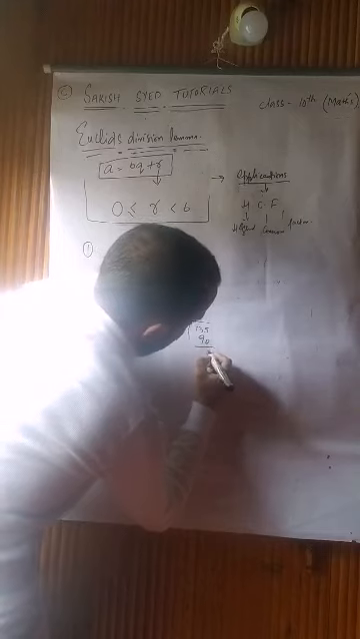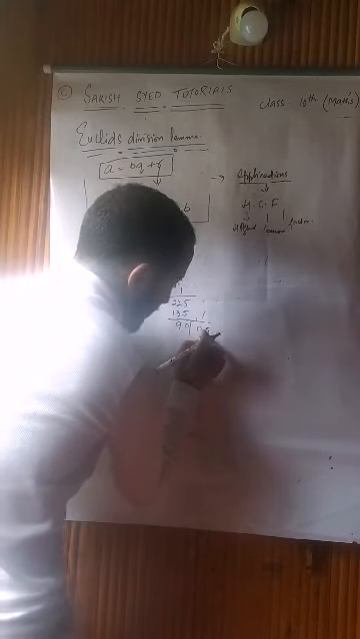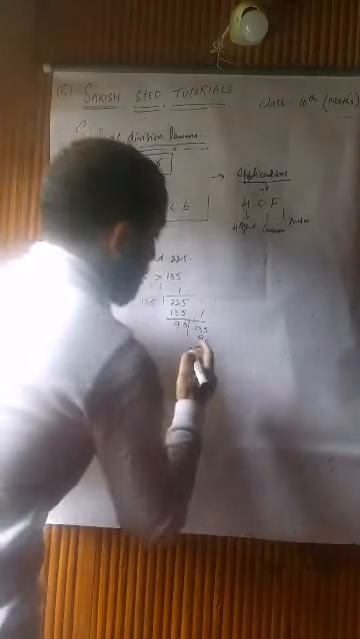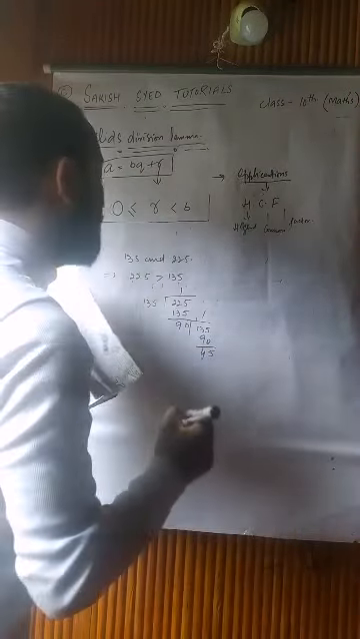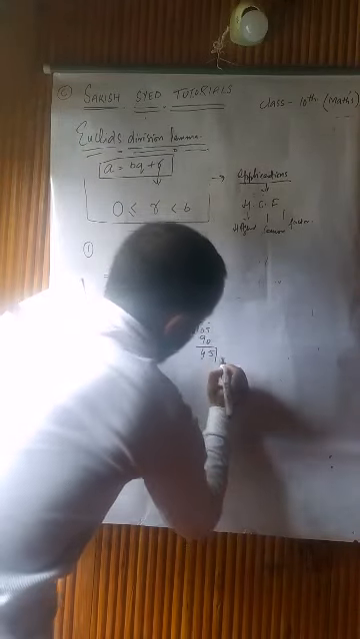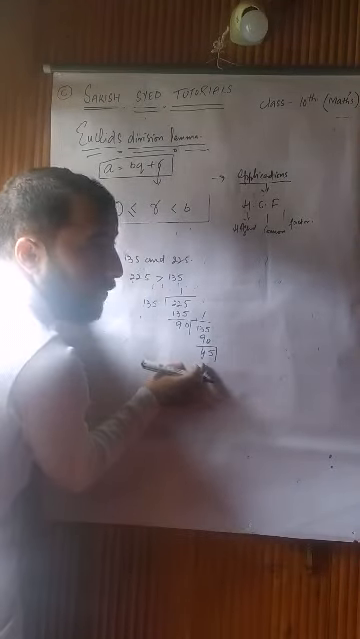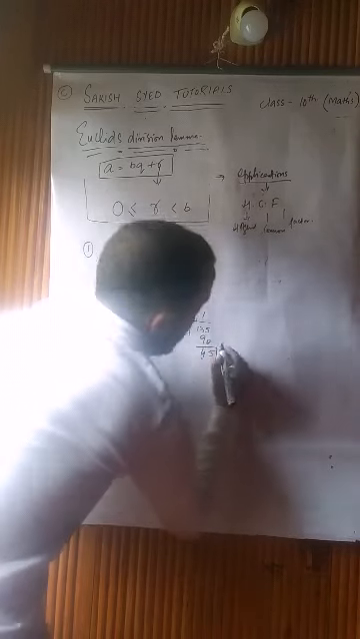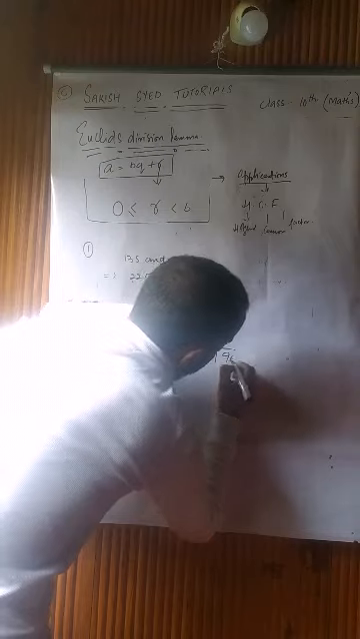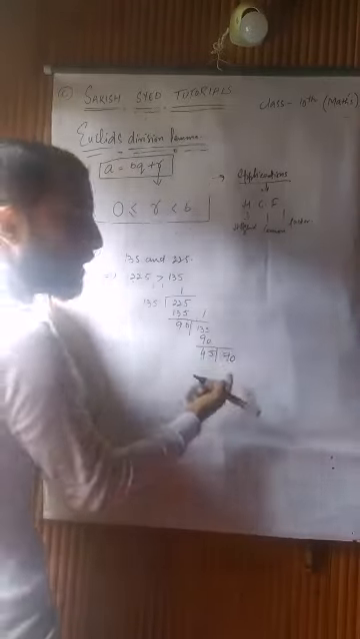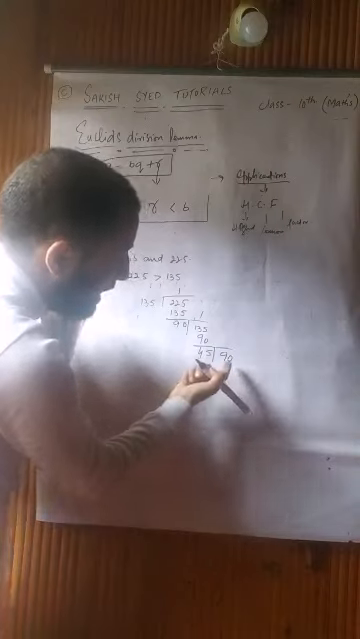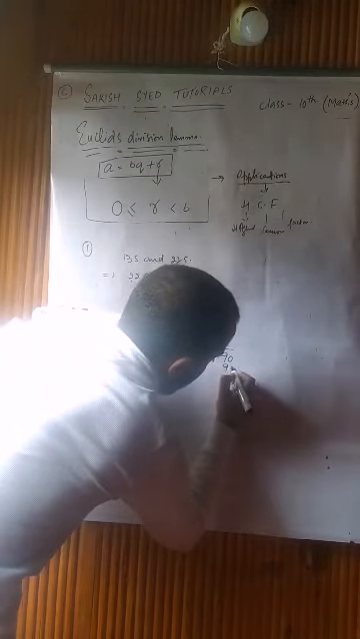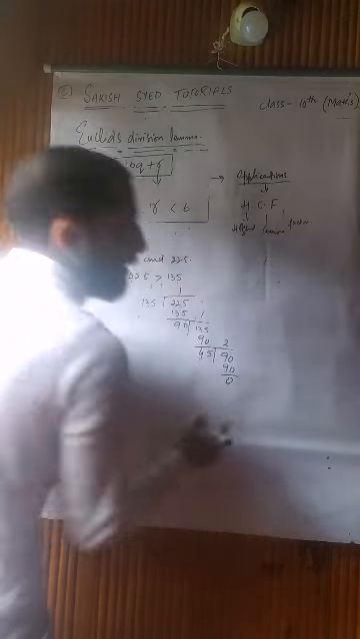Subtracting, the remainder is 45. Now this remainder 45 will act as the divisor, and this 90, which was the divisor, will act as the dividend. Now what do I have to do? I have to divide 90 by 45. 45 into 2 is 90, and I got 0 as the remainder.